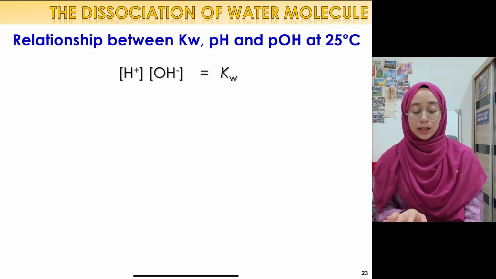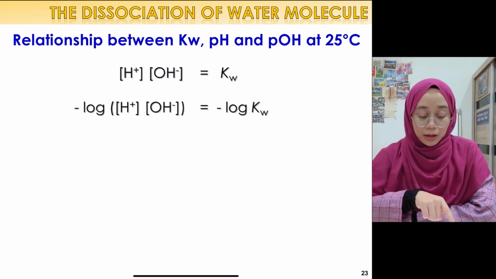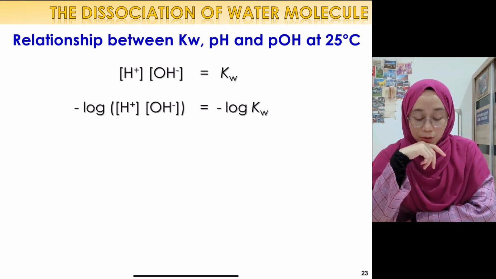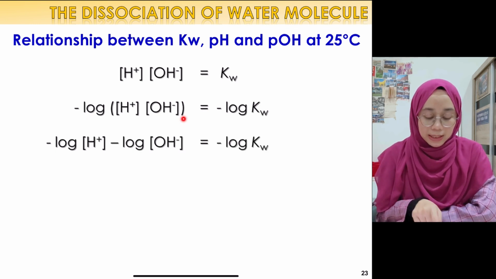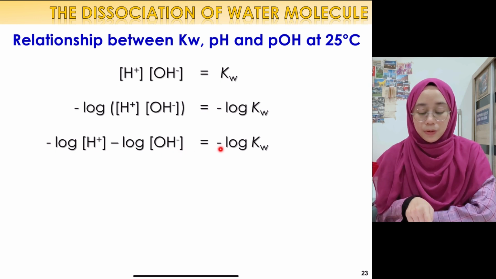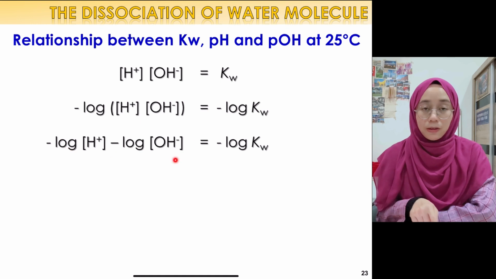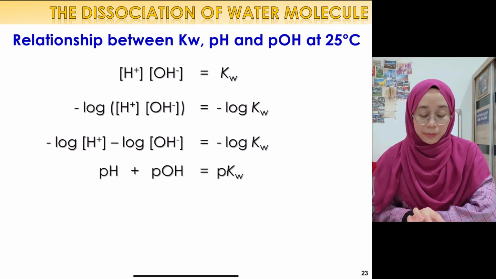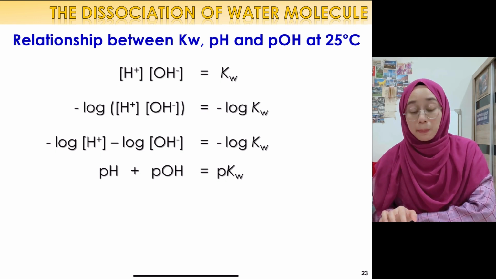So basically tadi kita dah tahu H+ OH- equals to Kw. So kalau kita negative log kan both sides, kita akan dapat formula ini sekarang. So basically kalau negative log yang dekat sini kita expand, kita akan dapat negative log H plus dengan negative log OH minus equals to negative log Kw. So what is this tadi? Negative log H plus, negative log OH minus itu adalah pH dengan pOH. So basically pH tambah pOH equals to pKw. So negative log tu kita letak P lah.